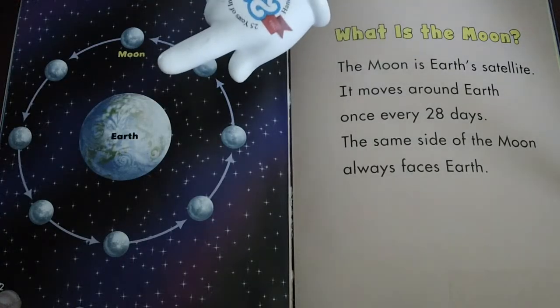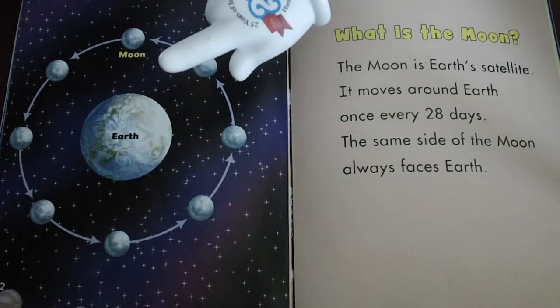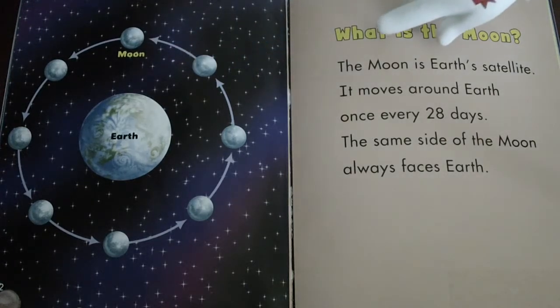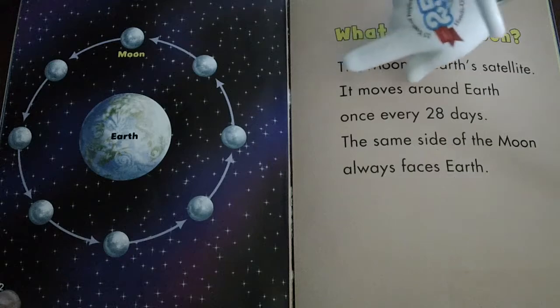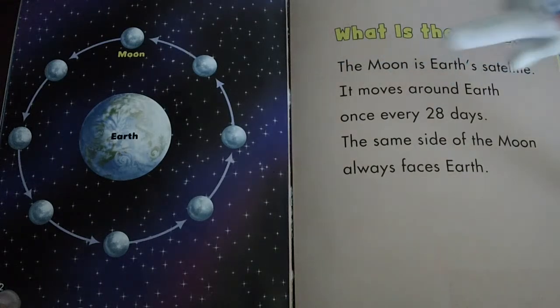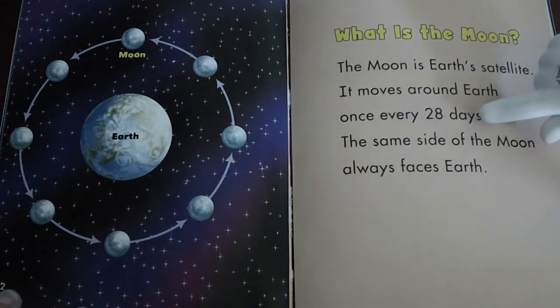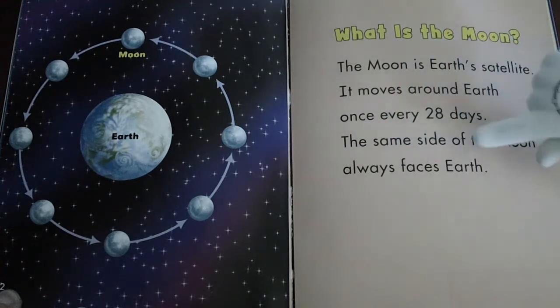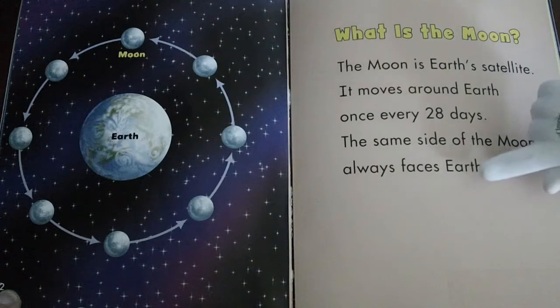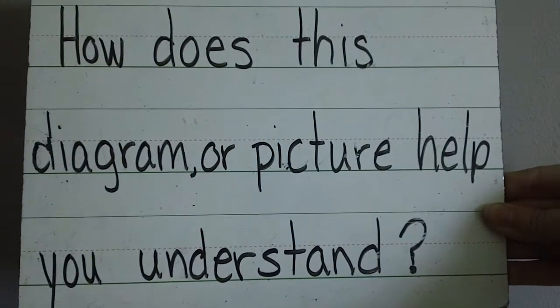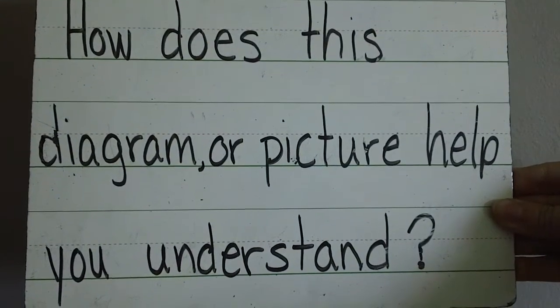Here's another diagram. Look carefully at this diagram as I read the page. What is the moon? The moon is Earth's satellite. It moves around Earth once every 28 days. The same side of the moon always faces Earth. How does this diagram or picture help you understand the part we just read?